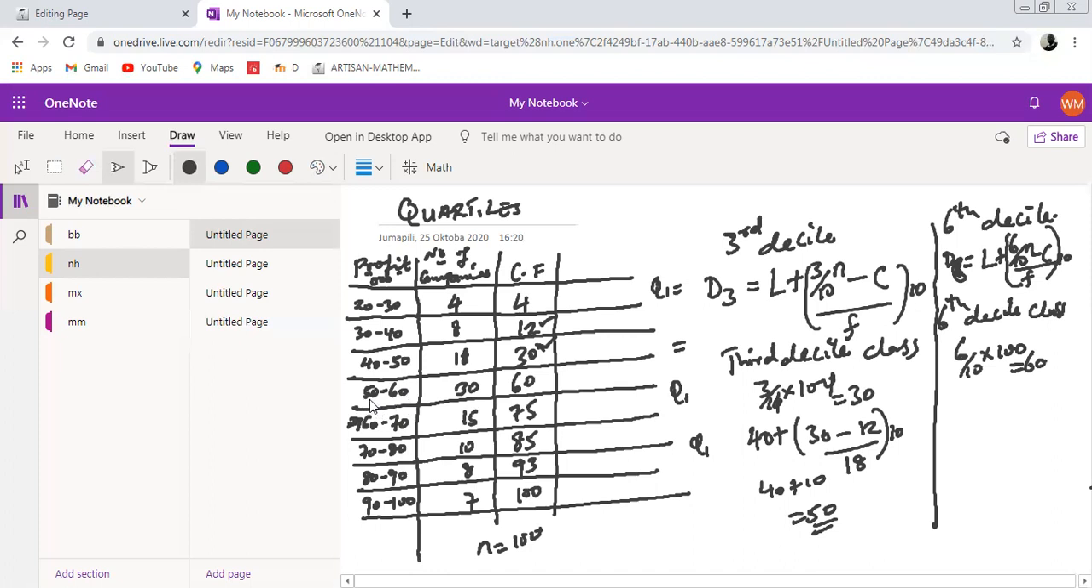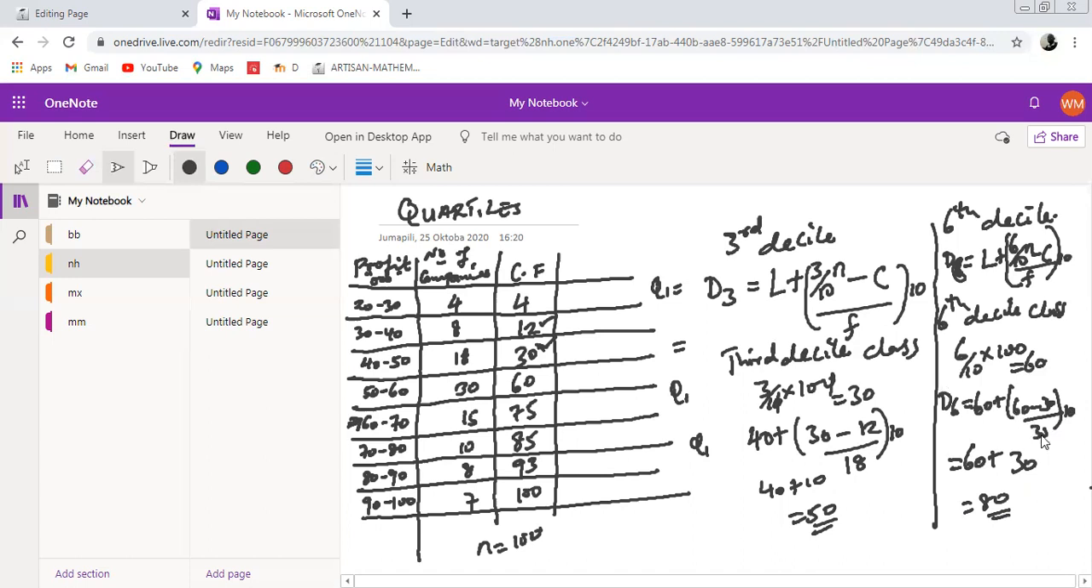So the lower limit here is 50. D6 is going to be equal to 60 plus 6 over 10 times n, minus the cumulative frequency above that, which is 30, over the frequency of this particular class, which is 30, and then we multiply by 10. You realize this one is going to be 60 minus 30, which gives you 30, which is going to be 80.